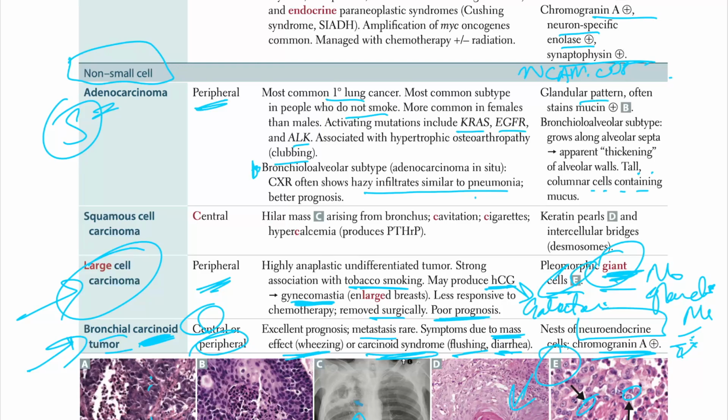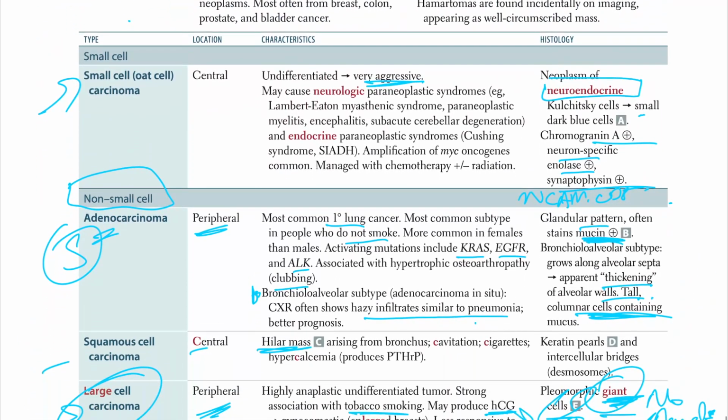It has a glandular pattern because it's an adenocarcinoma with glands. So mucin positive. You see mucin positive adenocarcinoma. Apparent thickening of the alveolar walls and tall columnar cells will be seen. Squamous, S, central. With the S you have hilar mass. With the other S we talked about the central mass, causing mediastinal mass. And here we are looking at hilar mass.